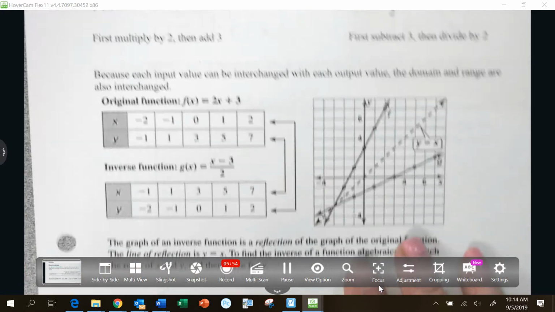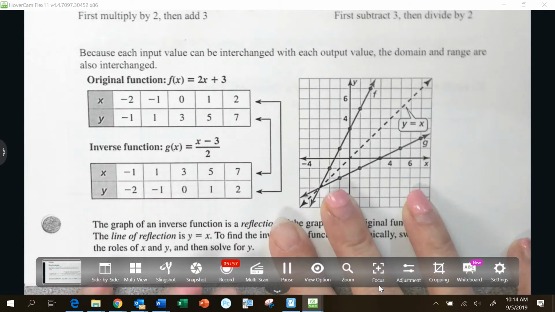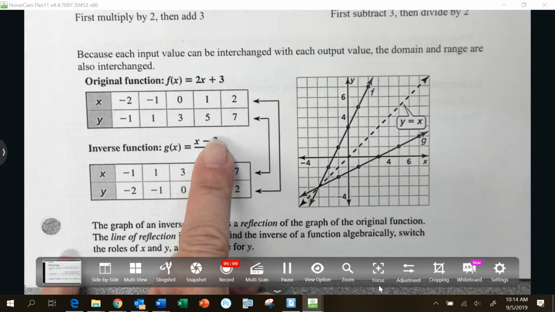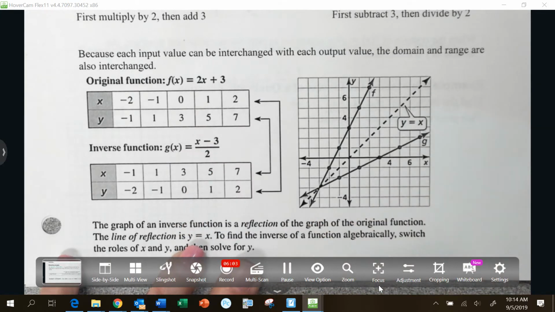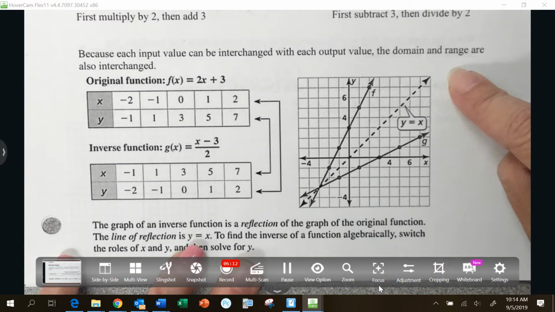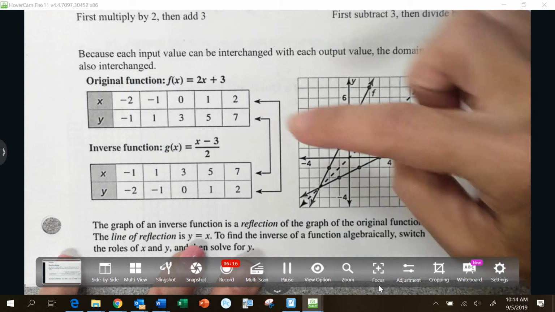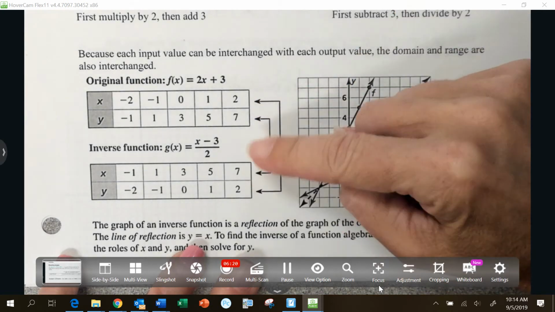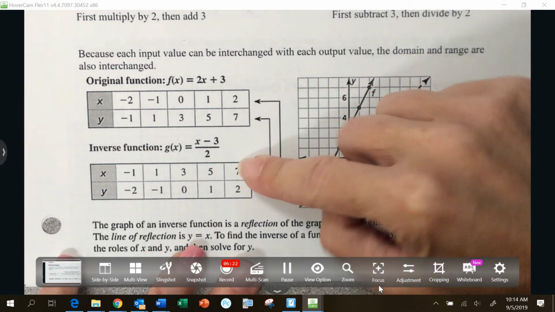Here, these are already graphed, so we don't have to take time to graph it. We just look at it. Here are the original function, 2x plus 3, and the inverse function, x minus 3 over 2, graphed. And they've named one of them f and one of them g, so you can find the two equations. You can see they're symmetric in the y equals x line. Something else, though, that you should notice is look at their ordered pairs. Look at the table, and look at the table below. What do you notice about these two tables?